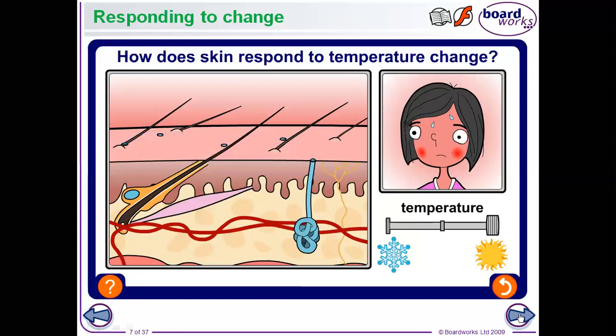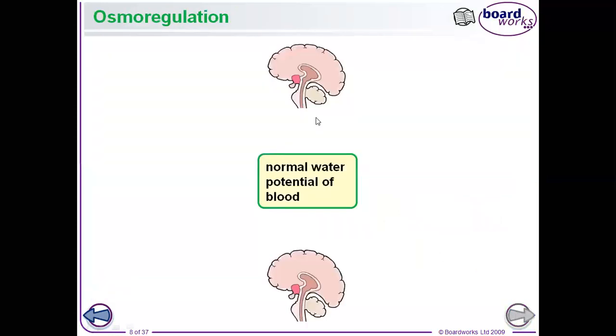Okay. Now let's move to osmoregulation, the regulation of water level in our body, right? I told you already, the hypothalamus is the part of the brain that will detect the water level in our body, that will detect whether the water level is at that specific range or not.